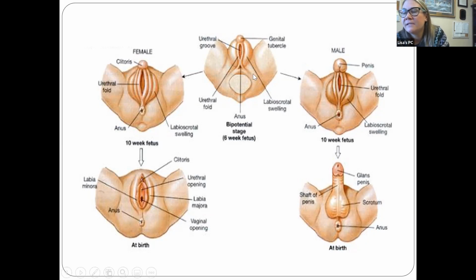And then if the signals aren't all there and the baby becomes a female, the genital tubercle becomes the clitoris. The labioscrotal swellings stay open and are the labia majora. The urethral folds stay open and become the labia minora. And then that urethral groove in the middle partitions, and the ventral portion becomes the urethra, and the dorsal portion becomes the lower third of the vagina. And then remember, the upper 2/3 of the vagina comes from your Müllerian structures and your internal reproductive structures.